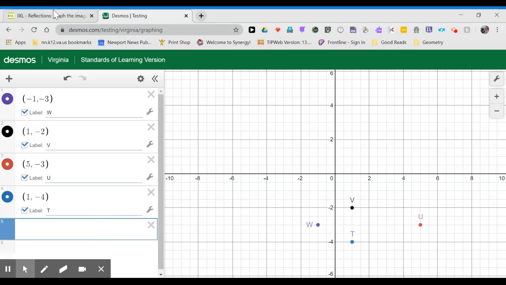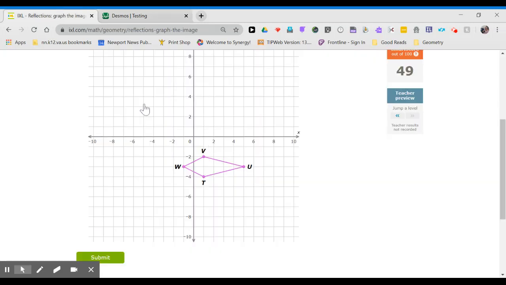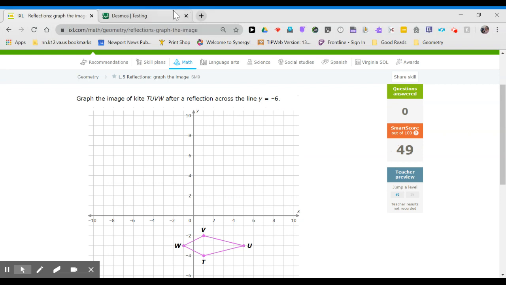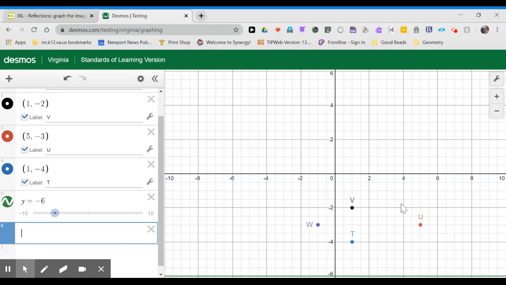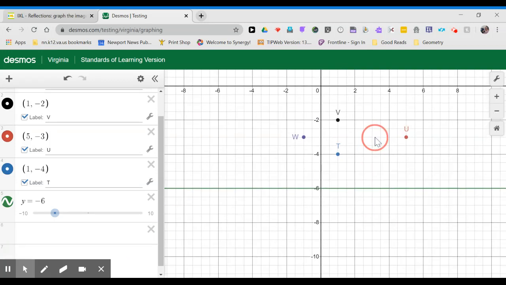The next thing I want to graph in Desmos is my line of reflection, y equals -6. So I'm going to type in y equals -6. And if I scroll down a little bit, it's going to show me that green line right here. This is my line of reflection. It is now much easier to count up to the line of reflection and then keep going.